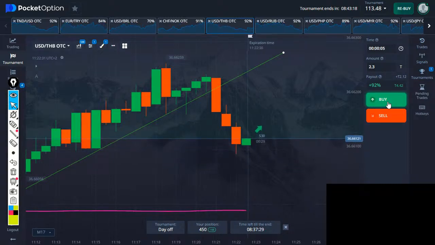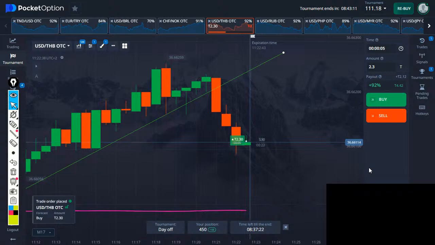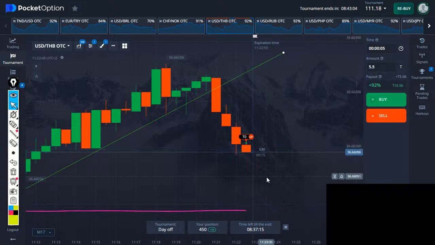Let me see green. Nice. We have green 27, 5. We have green. Go for a buy. And that's a loss. We adjust the trading amount to 5.5.